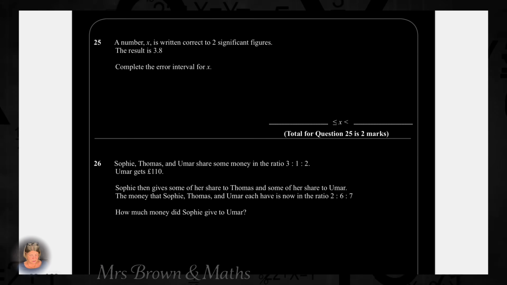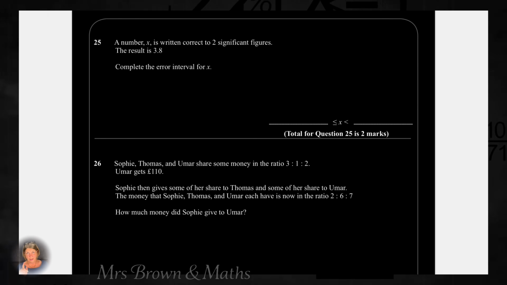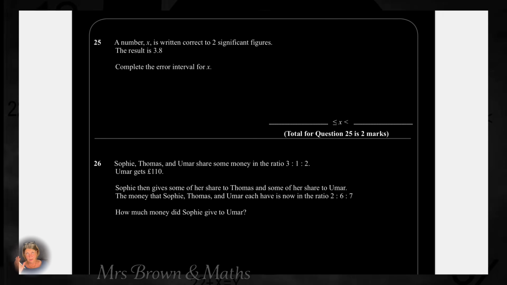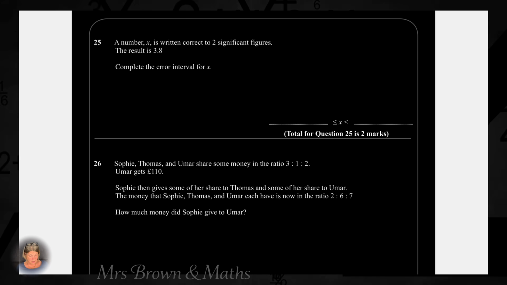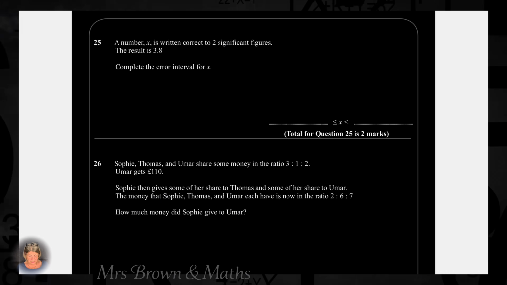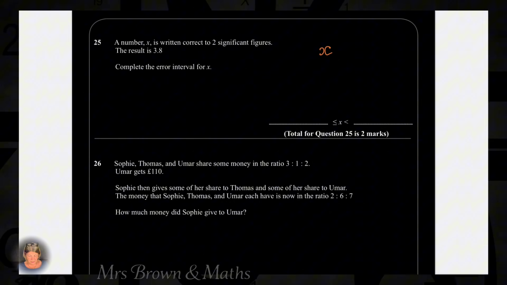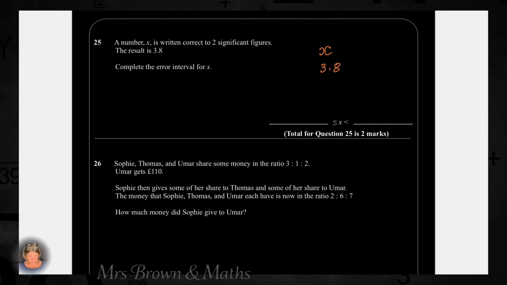Right, a number x is written correct to 2 significant figures, and the result is 3.8. Complete the error interval for x. I have the full walkthrough on this topic, the link will be here.